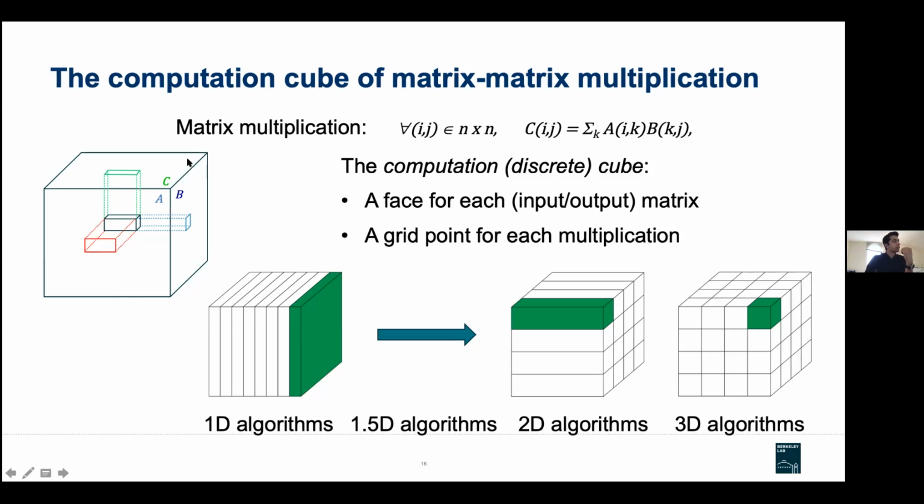But for instance, if we divide this computation cube into these slabs, we get what's known as 1D algorithms. What this means is essentially all the multiplications that happen on this slab of the computation cube are owned by one processor. And you can divide the computation cube in multiple different ways. If you divide it into these prisms, you get 2D algorithms, and if you divide it into these smaller cubes, you get 3D algorithms.